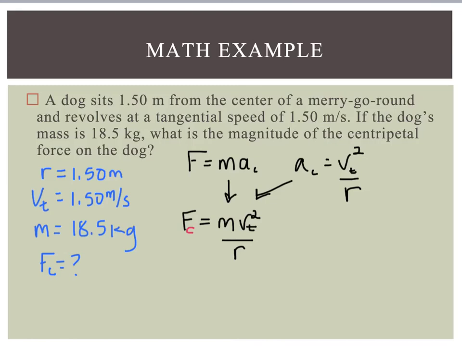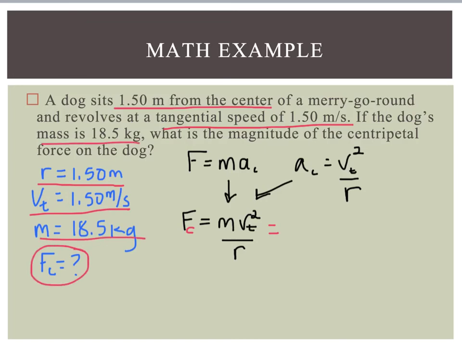So we plug in our numbers. I've already written them out here for you. We got our radius from him sitting there. Our tangential speed is told to us. It gives us the dog's mass, and we just have to find this.